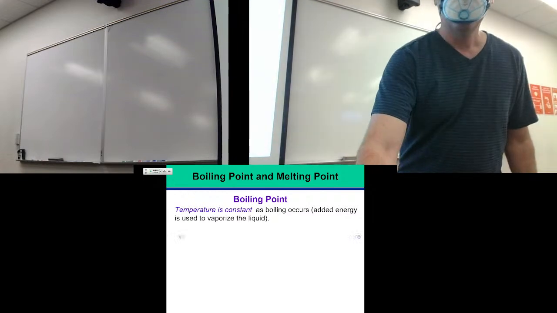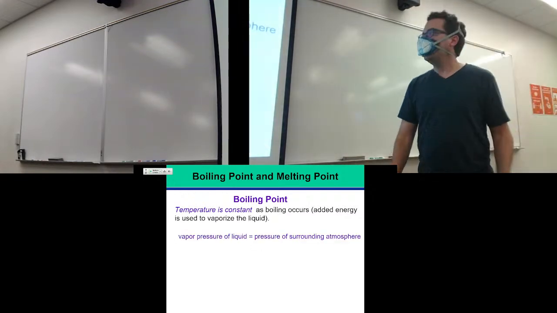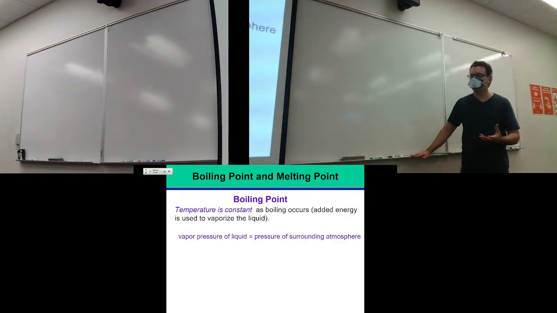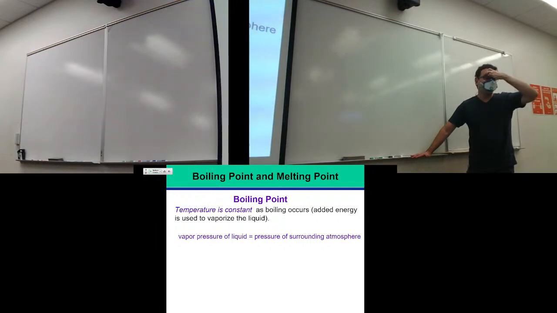The boiling point is a result of the liquid's vapor pressure suddenly equaling or being greater than the pressure around it, the atmosphere. If the atmospheric pressure is exactly 760 millimeters of mercury, today's pressure reading, water will boil when the vapor pressure of water has reached 760 millimeters of mercury.